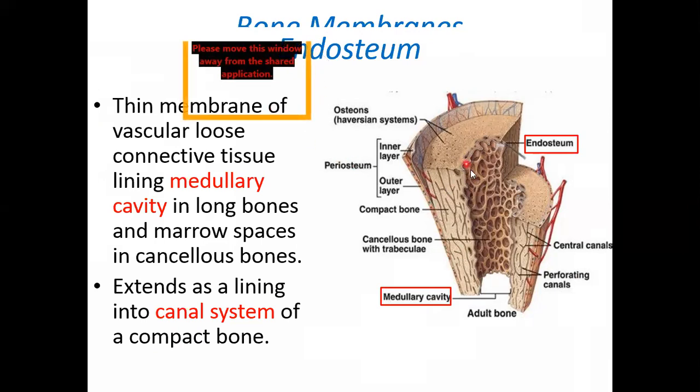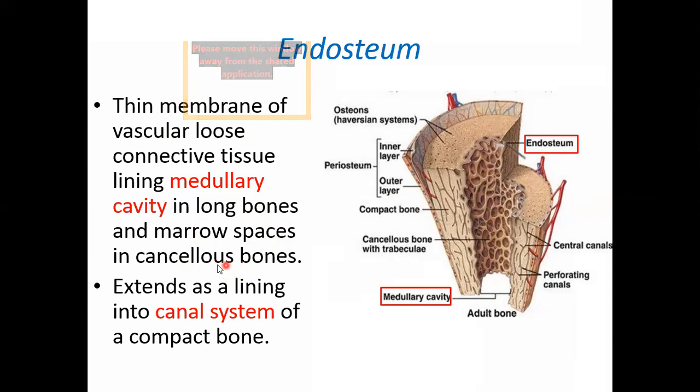Now, this is the endosteal layer. It's a thin membrane of vascular, loose connective tissue lining the medullary cavity, also called the medulla, in the long bones, and the marrow spaces in the cancellous bones. Cancellous bone is also called spongy bone. So we have two types of bone, right? We have compact bone and we have cancellous bone.